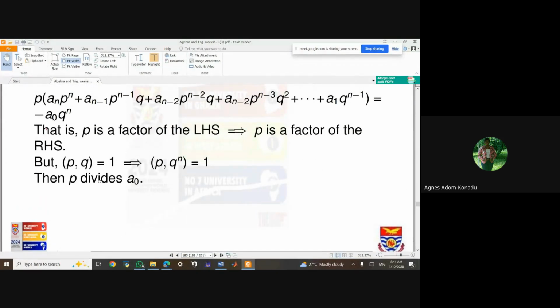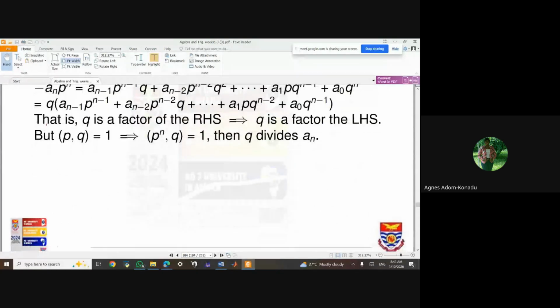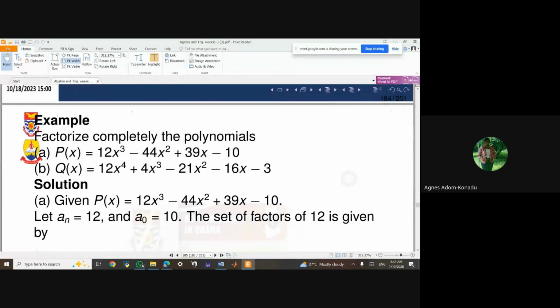So it says that the least means that the greatest common divisor is 1. So it says that if p is a factor of the right hand side, and p comma q is equal to 1, so the greatest common divisor is 1. Okay, so that is that. Example, we say that we should factorize this and this.